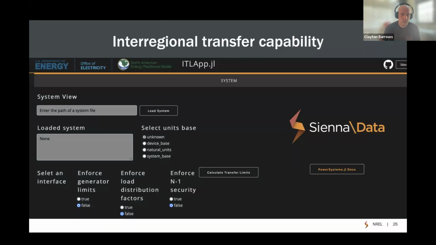So I was recently asked to develop some new capabilities around calculating interregional transfer capability. And because Sienna Data existed and because I had fast access to large-scale system data, I was able, in a matter of hours, to stand up a prototype for calculating interregional transfer capability that I could then test on the entire Eastern Interconnection. And then once I had a good understanding of how things should work, I was able to develop this lightweight graphical user interface to allow other people to use it that maybe weren't comfortable with using a command line interface.